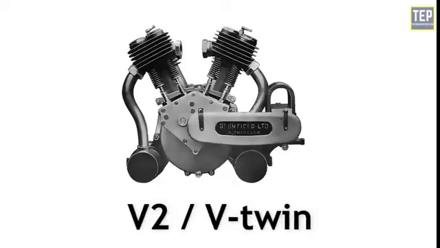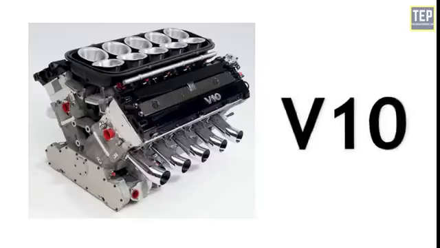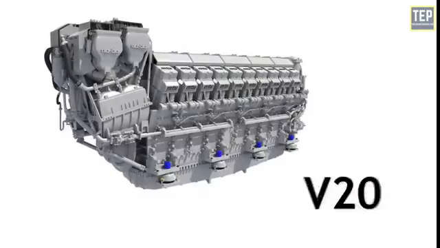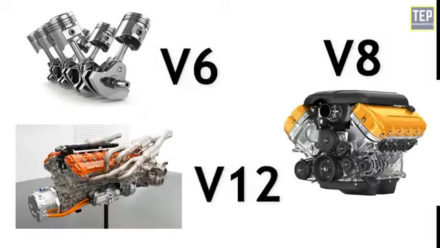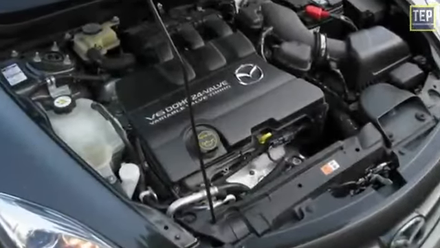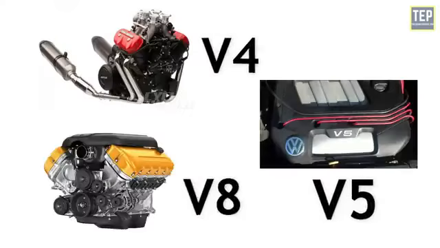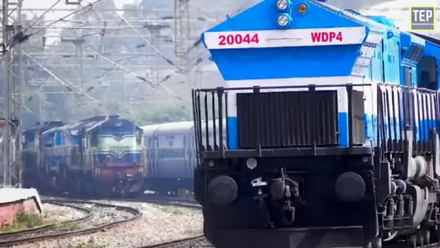Types of V-engines which have reached production are V2 or V-twin, V3, V4, V5, V6, V8, V10, V12, V14, V16, V18, V20, and V24. V6, V8, and V12 engines are the most common layout for automobile engines. V2 engines are used in some motorcycles, and V4, V5, and V8 engines are also used in bikes. V16, V20, and V24 are quite uncommon in automobile use and are restricted to mainly large truck and locomotive usage, with some exceptions.